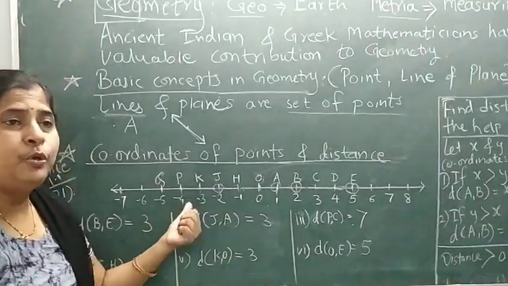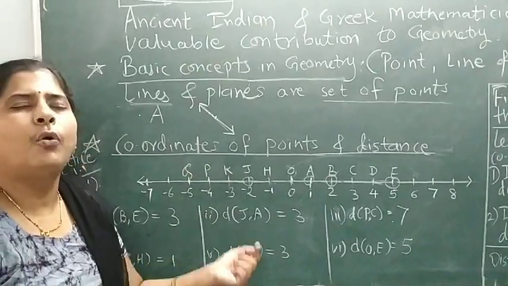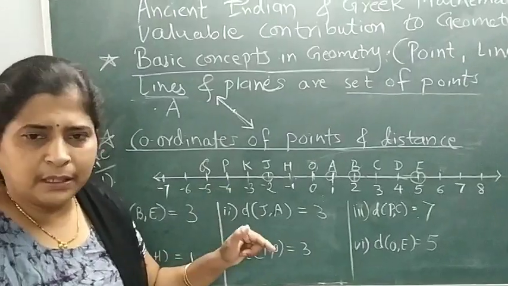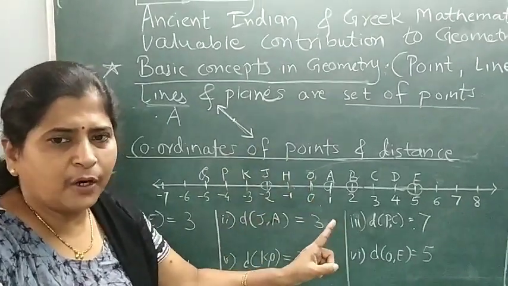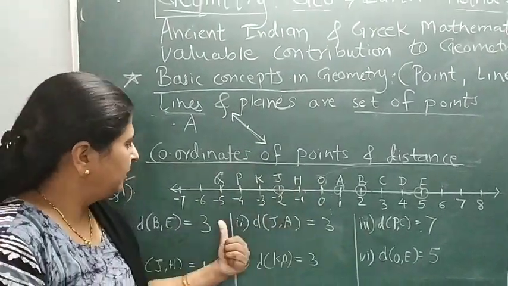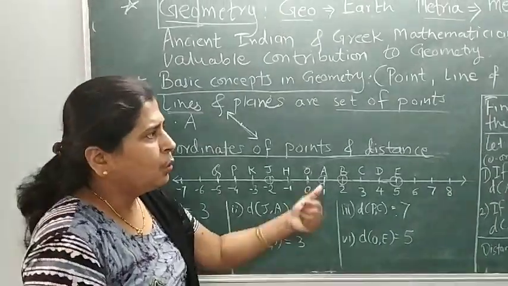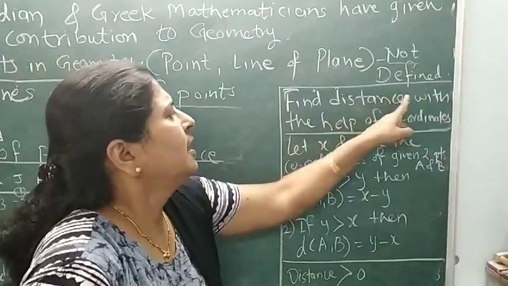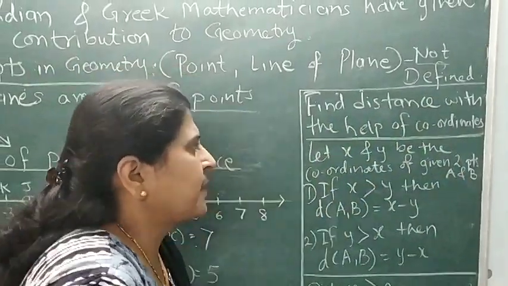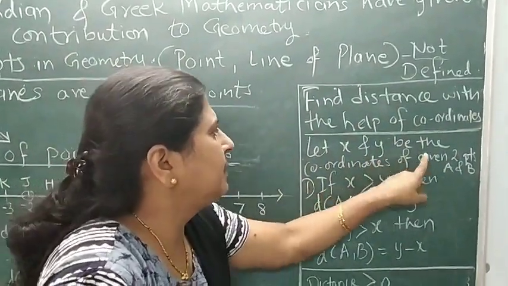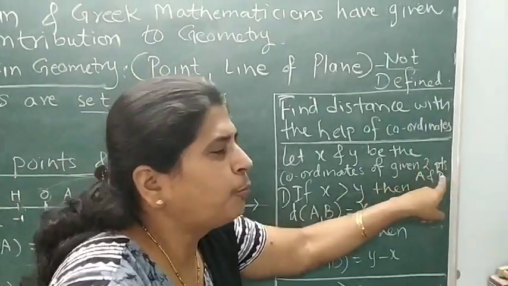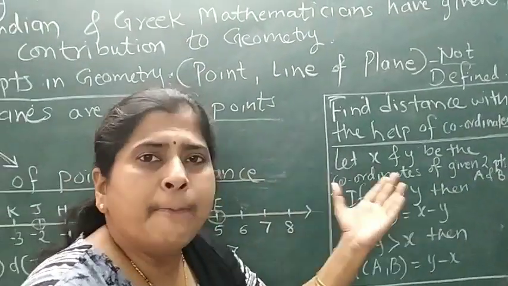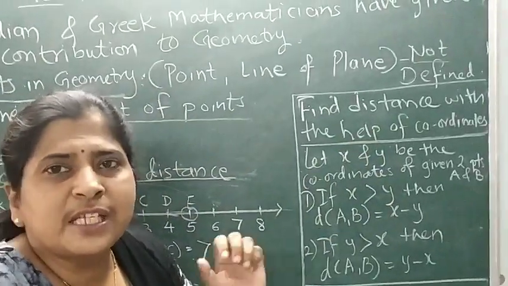But if we do not have a number line and if we have only coordinates, then how can we find it? So there is a method which we are going to see now, and we will verify whether we get the same answer or not. What is that method? Let's see here. So we have to find the distance with the help of coordinates. Now let x and y be the coordinates of the given 2 points, say A and B. What we have to do is compare these coordinates, which one is bigger.